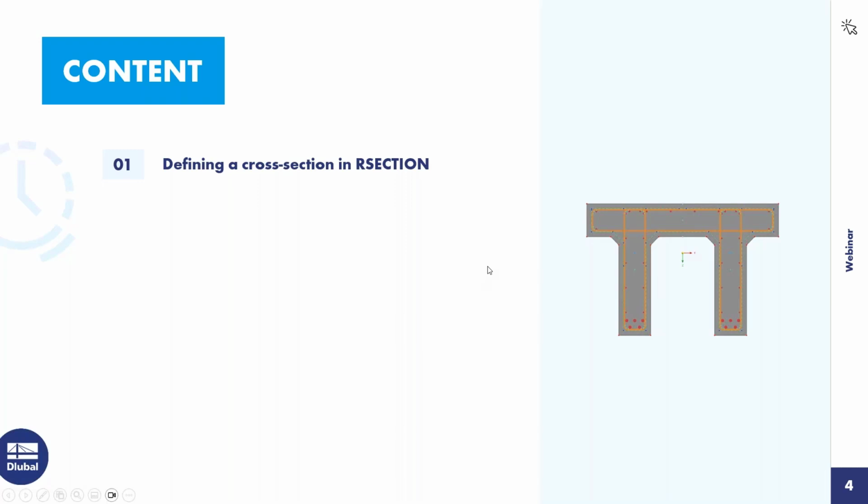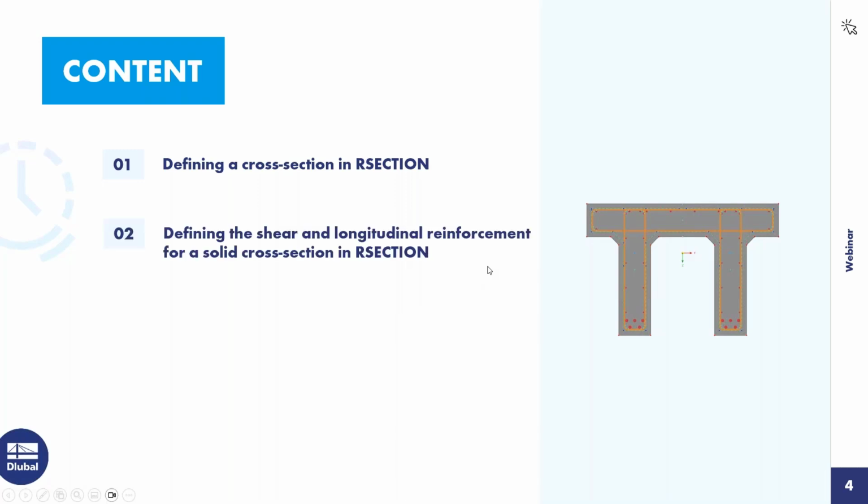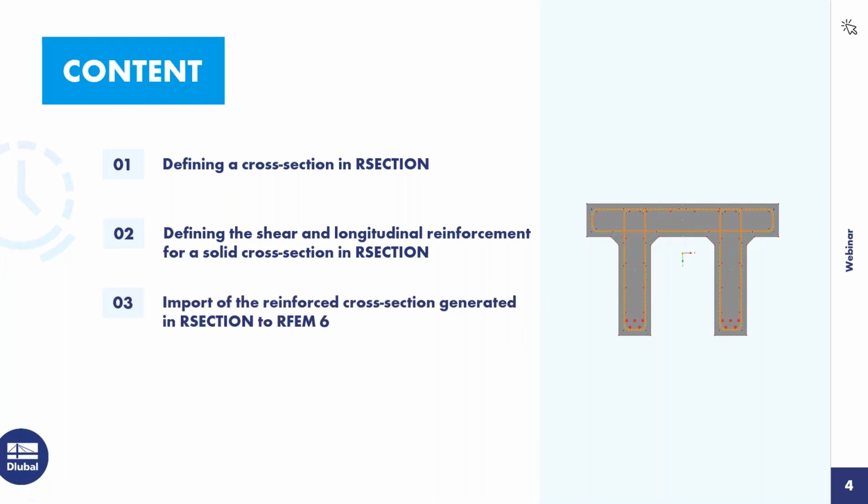To the agenda today, at first, we will show you different options to define cross sections in RSECTION. Paul will do that. Then he will define the reinforcement in RSECTION for the cross section that you see on the right side. Then Paul will import the section in RFEM 6, and then he will design the cross section in RFEM 6 with the help of the concrete design add-on.